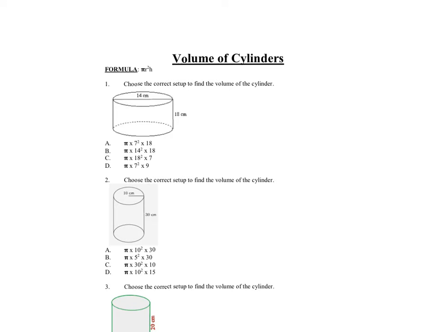So your formula, like it says up at the top, is pi r squared times height for volume of cylinders. If you need to write that down every single time, that's totally fine. If you're using a scratch sheet of paper and you want to write it down, by all means.